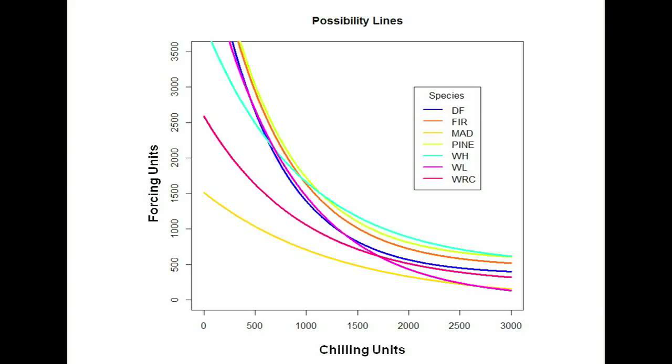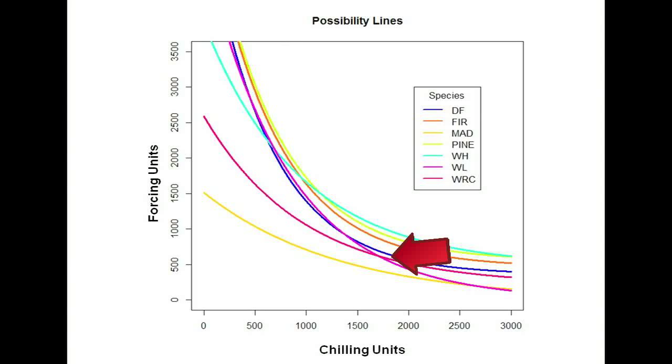So what we've been doing in the last few years is developing possibility lines for different species, and also in some cases for different populations of species. The one that we have the most information on is Douglas fir, which is the kind of dark blue line. Most of these go up to that kind of straight line, meaning that they do have an obligate chilling requirement. The one here down at the bottom is madrone. And this is western red cedar.